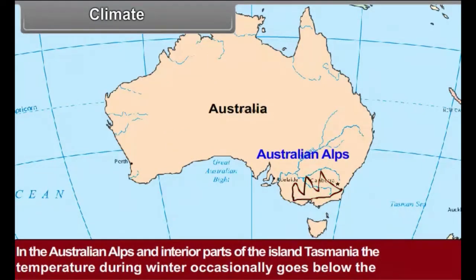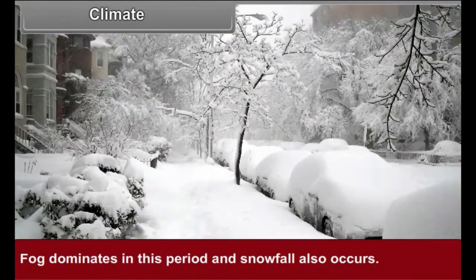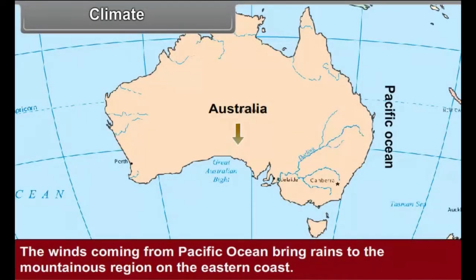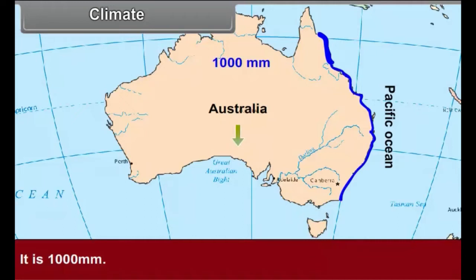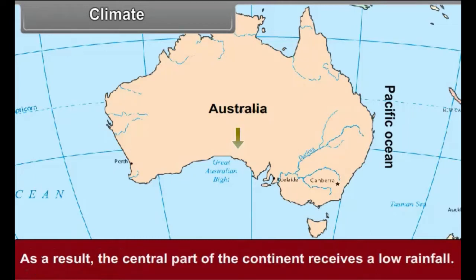In the Australian Alps and interior parts of the island Tasmania, the temperature during winter occasionally goes below the freezing point. Fog dominates in this period and snowfall also occurs. The winds coming from the Pacific Ocean bring rains to the mountainous region on the eastern coast. It is 1,000 millimeters. As the winds go westward, crossing the mountains, they become dry and hot. As a result, the central part of the continent receives a low rainfall.